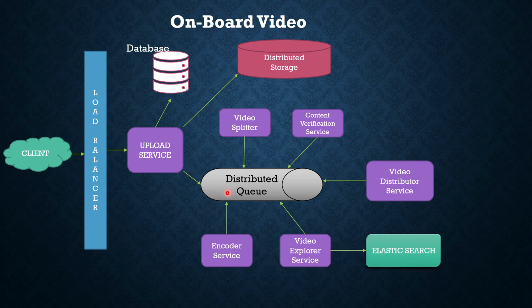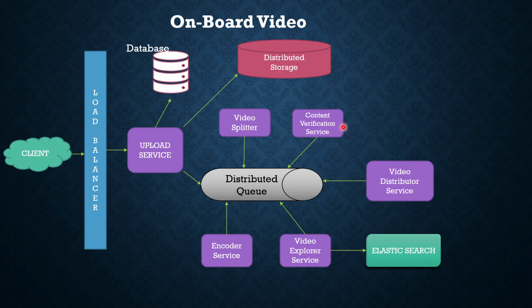So whenever the first chunk is done, the content verification service will pick up this particular chunk and start processing it. Anything after this encoder service will be done in a parallel way, and that is the main reason why we split the video in the first place.